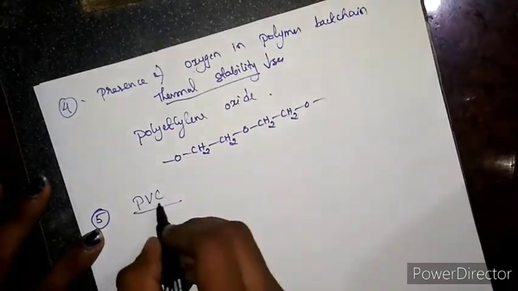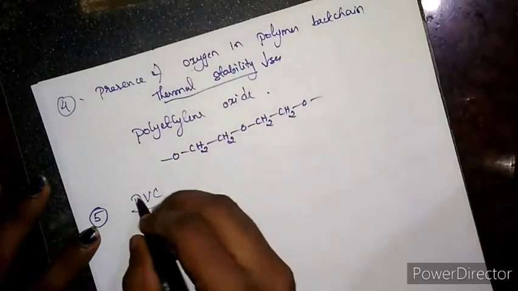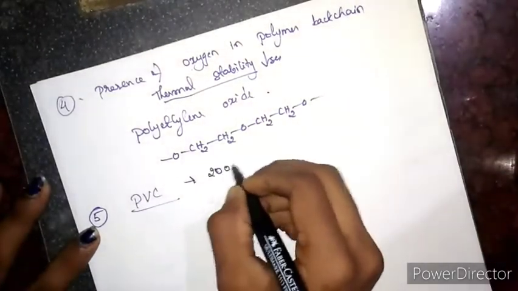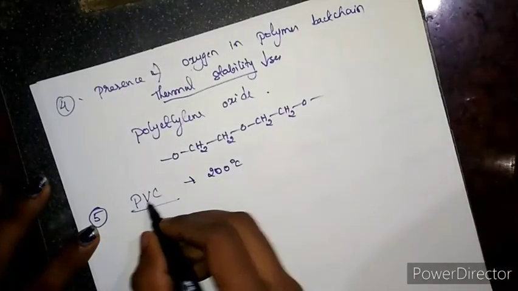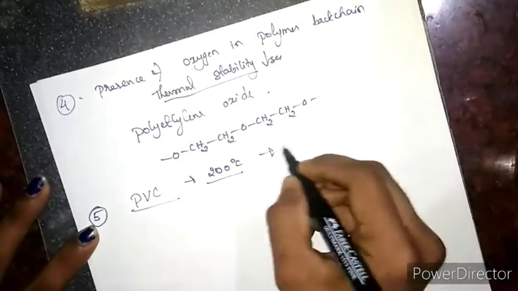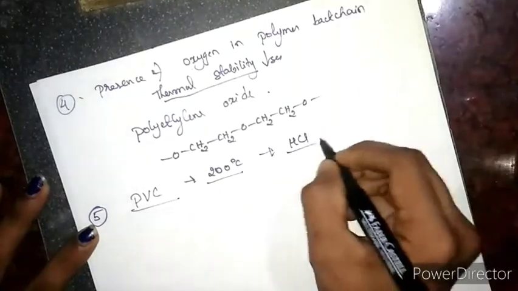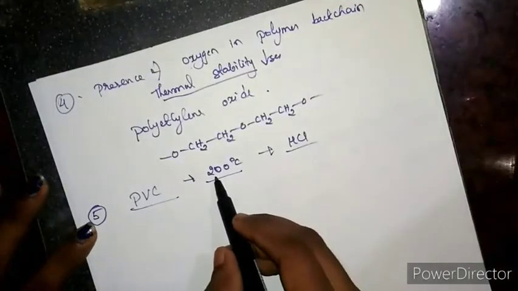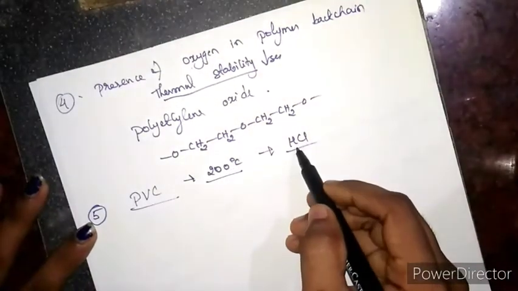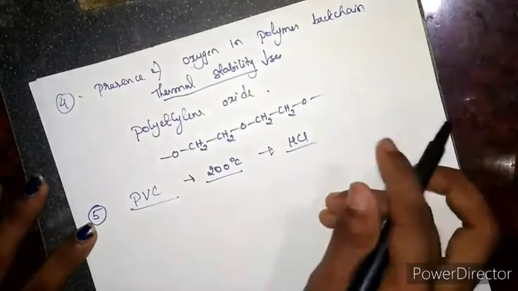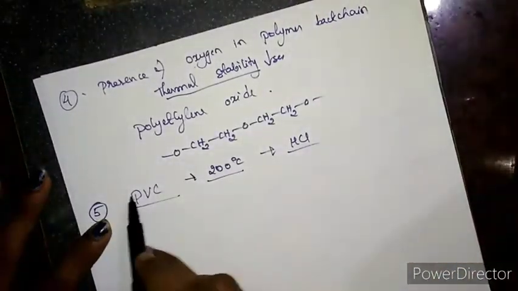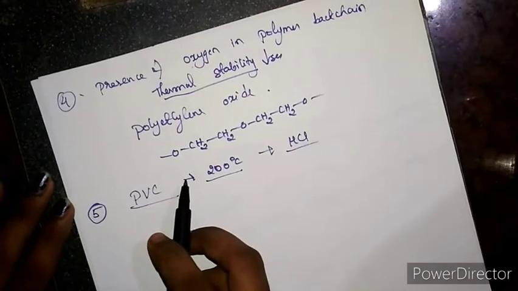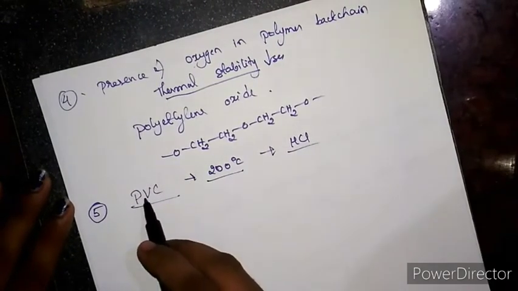PVC is polyvinyl chloride. The thermal degradation of PVC occurs at 200 degrees Celsius, and it liberates HCl during the degradation. Remember, PVC undergoes degradation at 200 degrees Celsius and also liberates hydrogen chloride gas. Understanding this degradation of PVC is not easy; it is a difficult pathway.